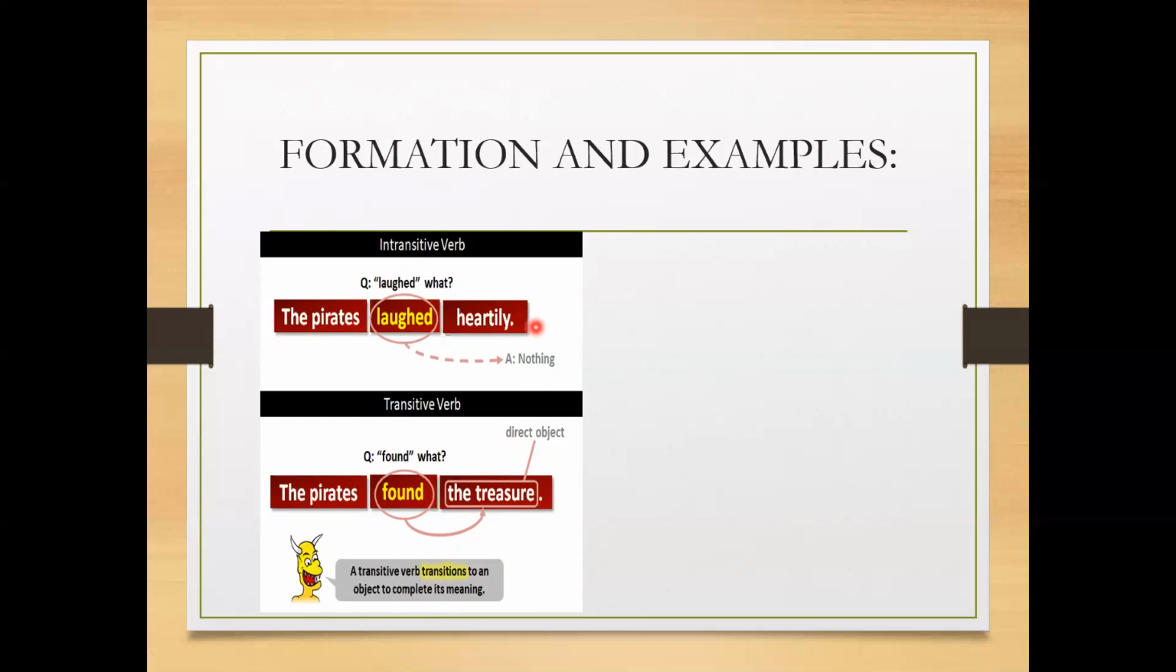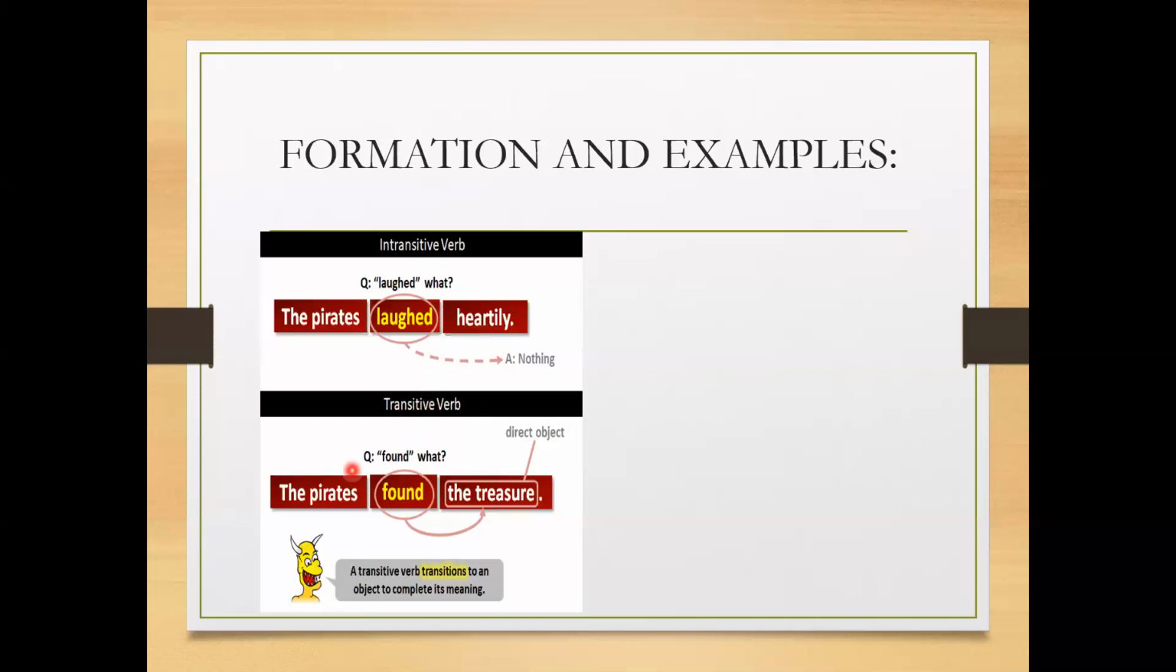As I told you in the first lecture as well, a noun and pronoun always take the place of subject and object, but an adverb or adjective cannot be in the place of subject or object. So here, heartily is not a noun or a pronoun. It is an adverb. So we say the pirates laughed heartily. They are telling more about the laugh. But if we say what laughed, we say nothing. Understand, dear students?